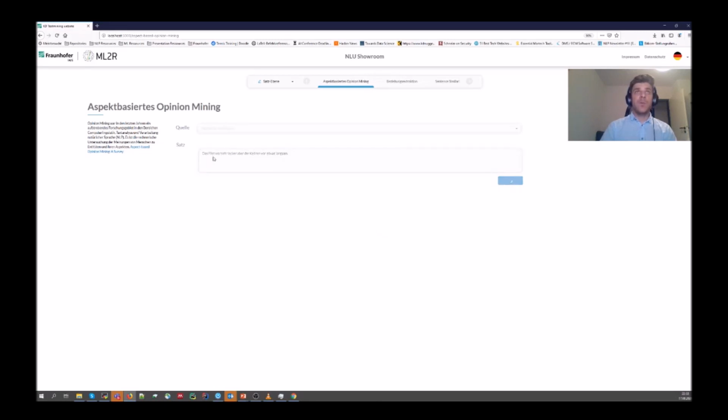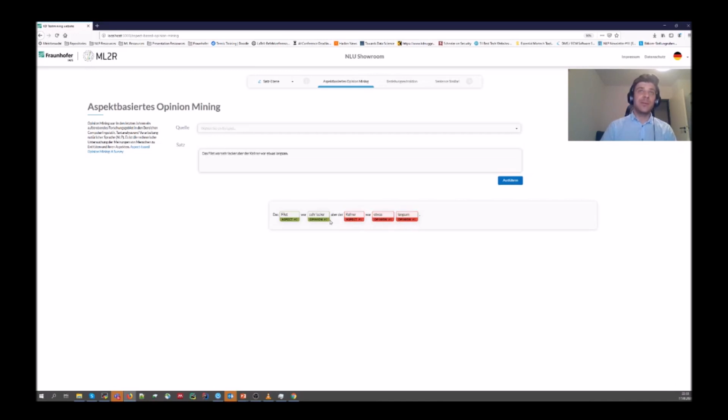Now this is sent to our backend, and different BERT models process this. They realize that there are two aspects here, the filet and the waiter. And they also found different opinions, sehr lecker, very tasty, and a little slow, which funnily enough is mentioned here as two opinions, but it's correctly linked to the waiter.